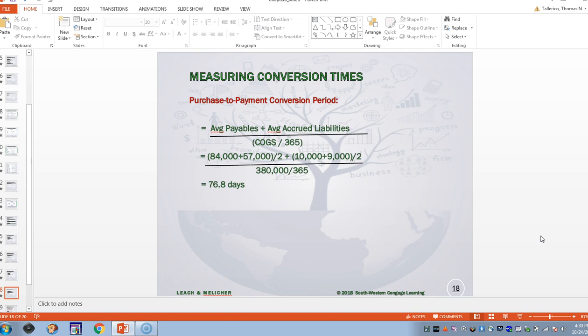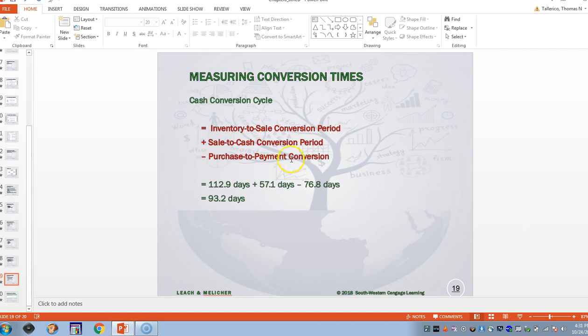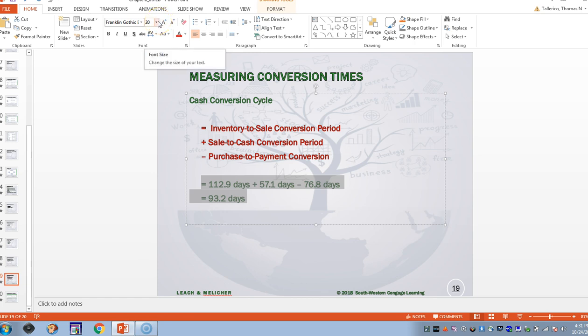Okay? So those are the three ratios, the ones I have highlighted in red. And I now have the cash conversion cycle, which is equal to the three that we did: inventory to sales conversion period that we just did, plus sales to cash conversion period, minus the purchase to payment conversion. And the three numbers we calculated are right here. And we end up with a cash conversion cycle of 93.2 days.